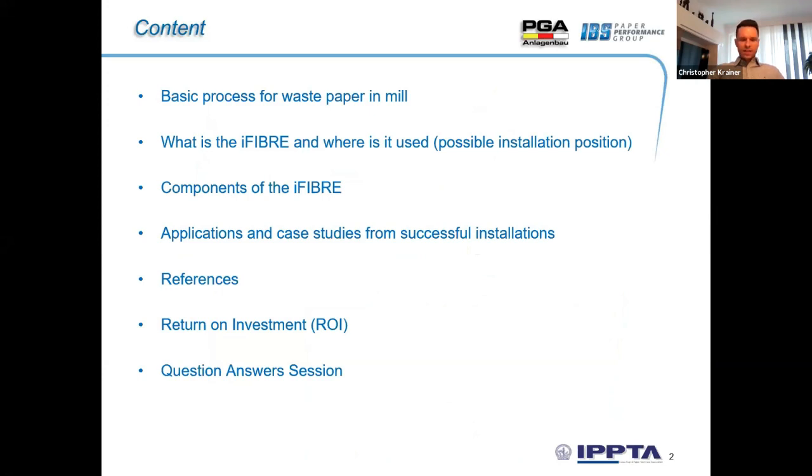The content of this presentation will be as follows. The basic process of waste paper in a paper mill. What is the iFiber and where is it used? A possible installation position, for example. Components of the iFiber. Applications and case studies from successful installations. References. We have also prepared a return on investment calculation with Indian numbers. Question and answer session at the end of this presentation.